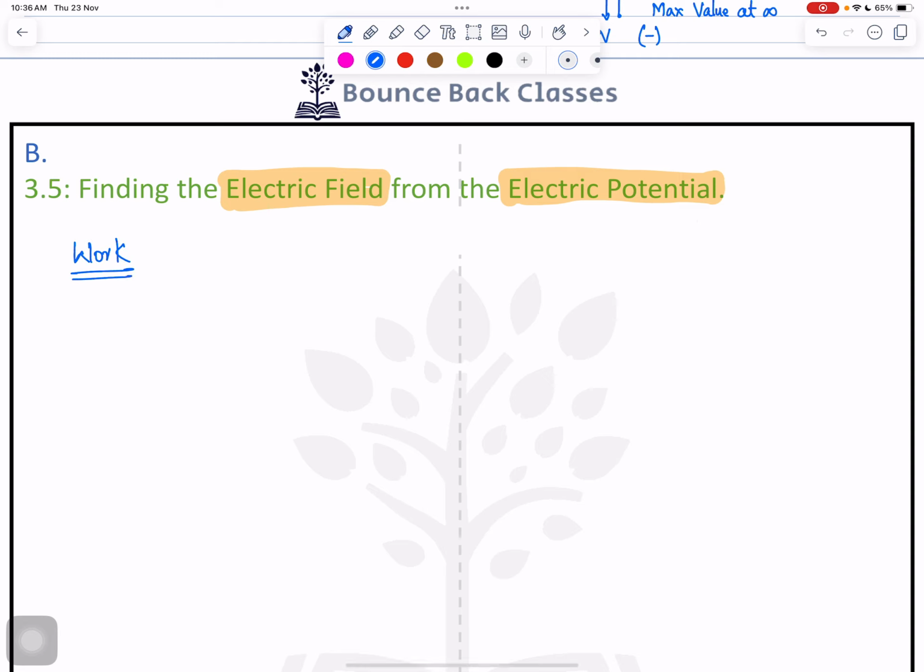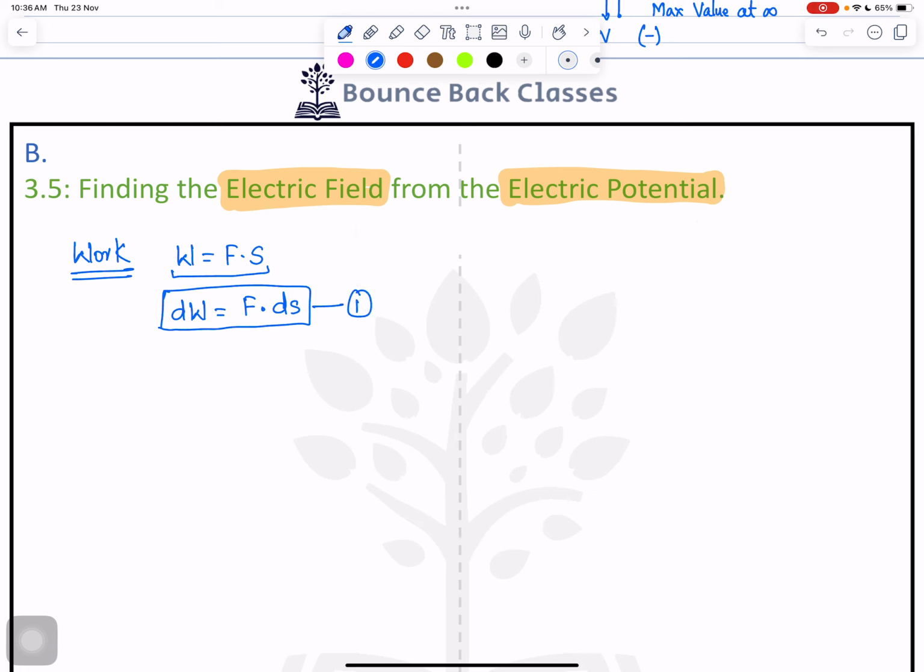Work done. So what is the formula of work? W is equal to force times displacement. This is the complete work done. If I say small work done, you can say dW is equal to force times small displacement. Fine, clear? Now this is equation number 1.